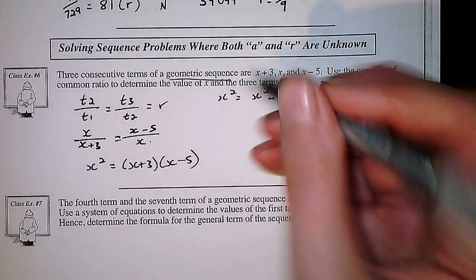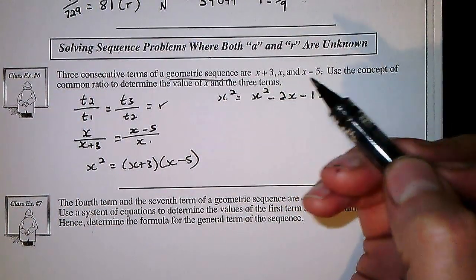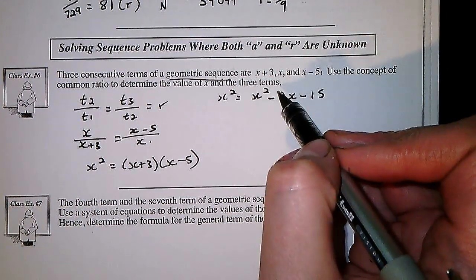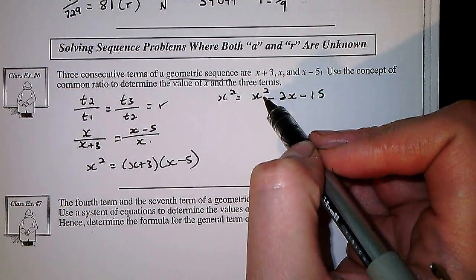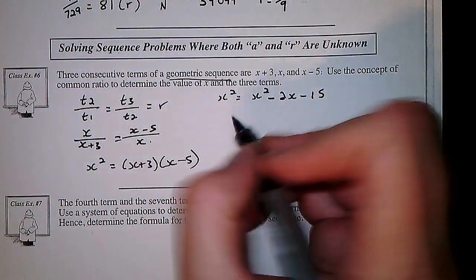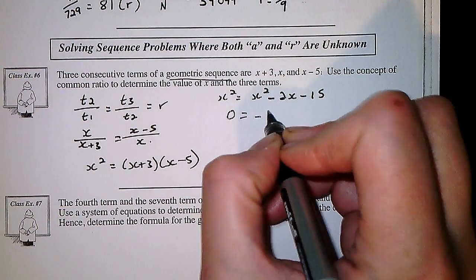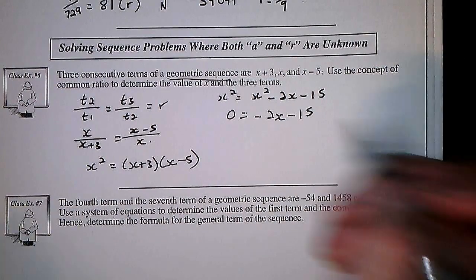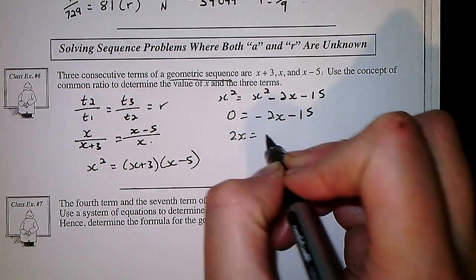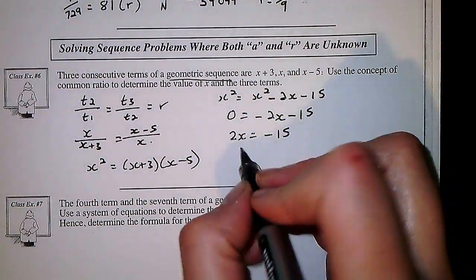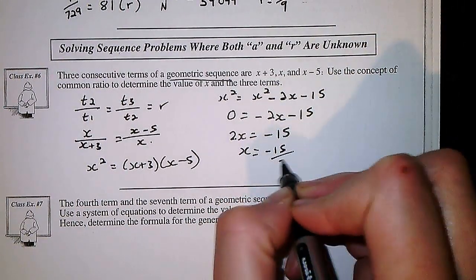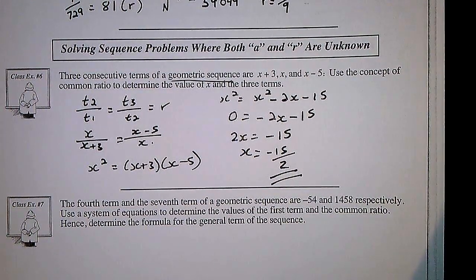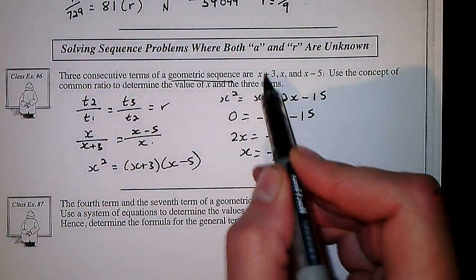So I'm going to subtract x squared from both sides. I get 0 equals negative 2x minus 15. Then I'm going to add 2x to both sides. And so x equals negative 15 divided by 2. So x is the value of this number here.